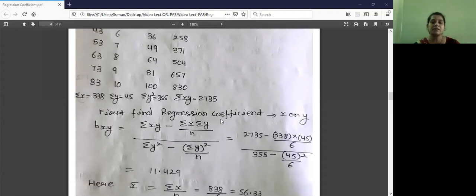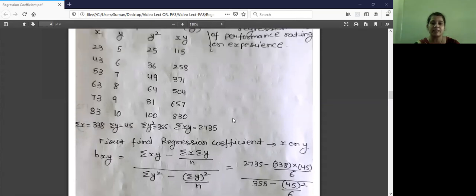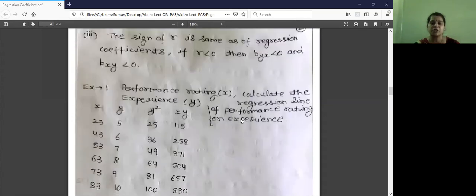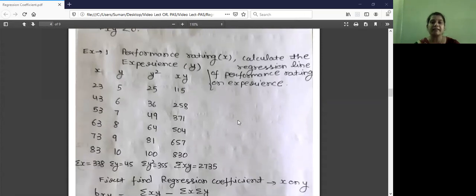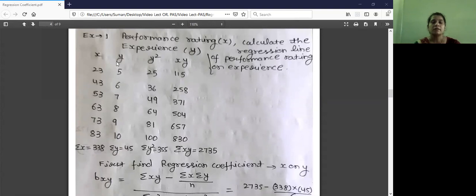Okay, for finding the regression line, we have two regression coefficients. Whenever we find the regression line, we should have two regression coefficients. So first we find the regression coefficients. The next column is y square. That means 5 square 25, 6 into 6 36, 7 into 7 49, 8 into 8 64, 9 into 9 81. And next is x into y, so multiply the x column into the y column.